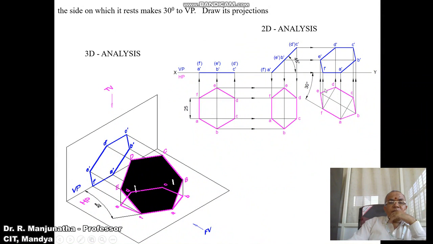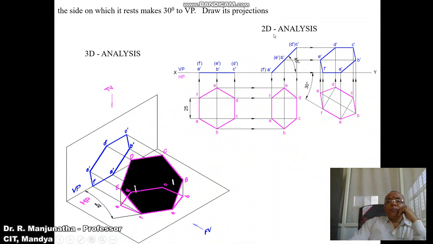In the second position, the side is going to be perpendicular to VP, that we can see here. It has been rotated by an angle of 30 degrees with respect to VP, and when it's projected, you are going to get the front view here. So this is how we will be able to do the 3D and 2D analysis.